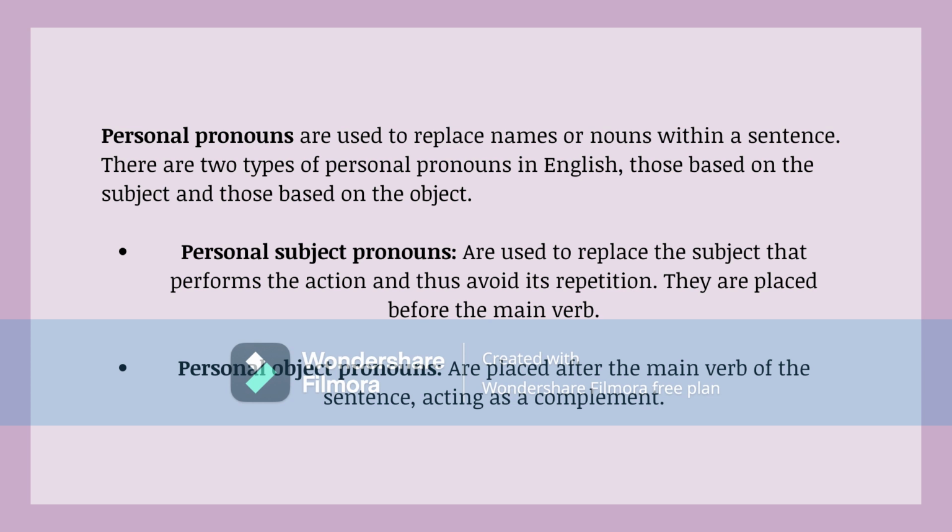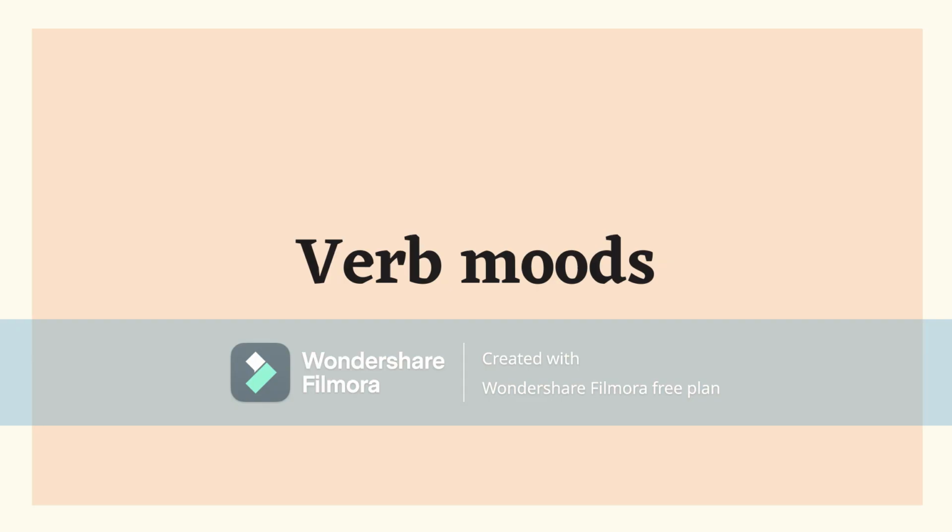Subject pronouns I, you, he, she, it, we, they are used to replace the subject that performs the action and thus avoid its repetition. They are usually placed before the main verb of the sentence, so it's quite easy to recognize them. Personal object pronouns will be me, you, him, her, it, us, and them. If you don't know the gender of a person or if they do not identify with the pronouns he or she, you can use the gender-neutral pronoun they.